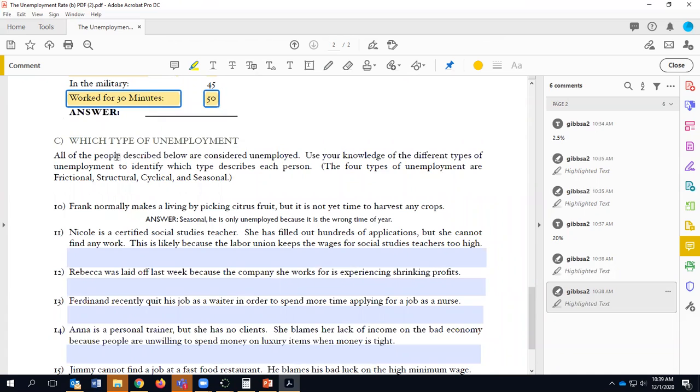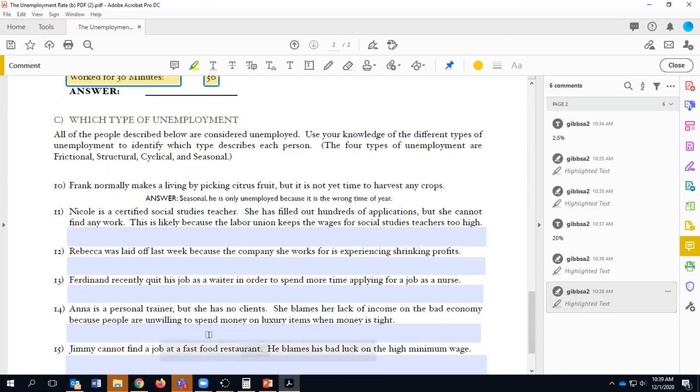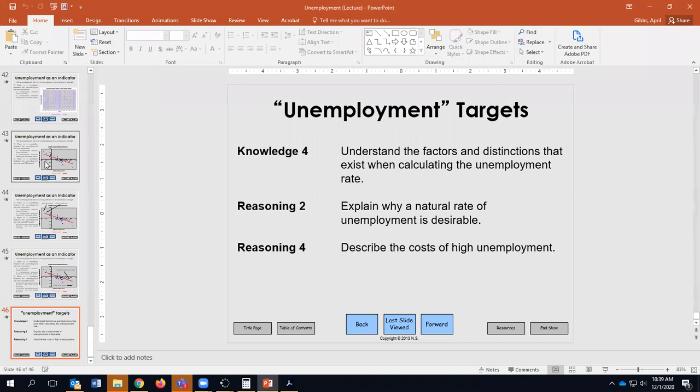All right, and then we're going to do two of these together on letter C. So which type of unemployment? All the people described below are considered unemployed. Use your knowledge of the different types of unemployment to identify which type describes each person. So let's go back and look at our 4 types of unemployment.